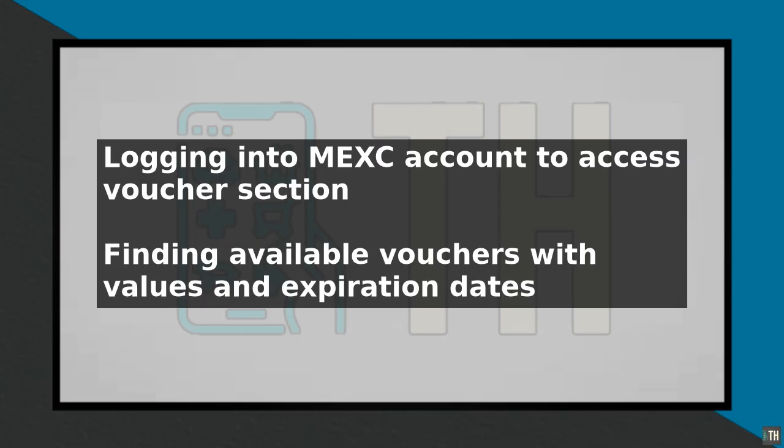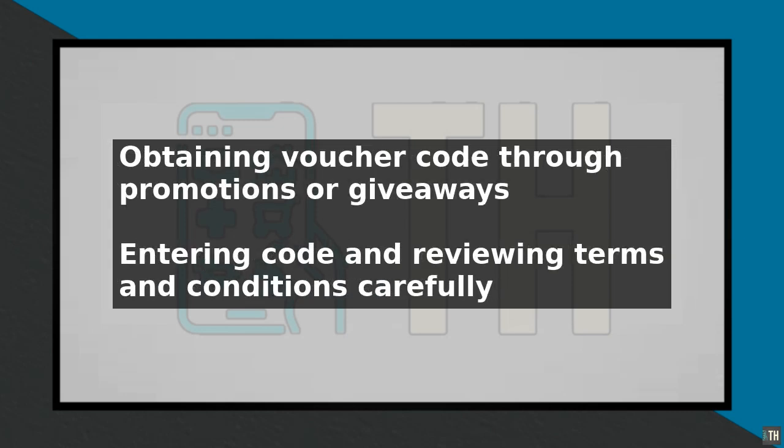Once you have the code, click on the Redeem Voucher button and enter the code in the required field. After entering the voucher code, review the terms and conditions to understand how the voucher can be used, including any restrictions or requirements. Once you agree to the terms, confirm the redemption and the voucher will be added to your account. The voucher can be used to pay for trading fees or to purchase other services on the MEXC platform, depending on the type of voucher.